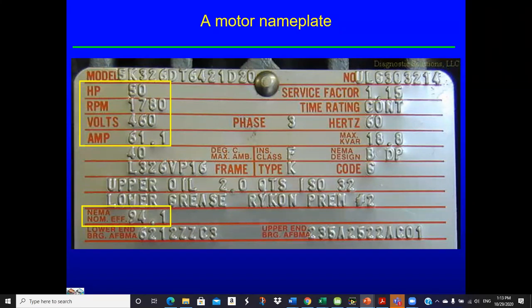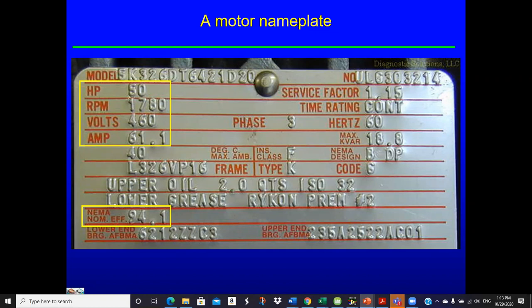How many poles are in this motor? No offense to Polish people, but how many Polacks have we got in this motor? I'm just joking. I love Polish people, I promise. Don't turn me in to anybody.